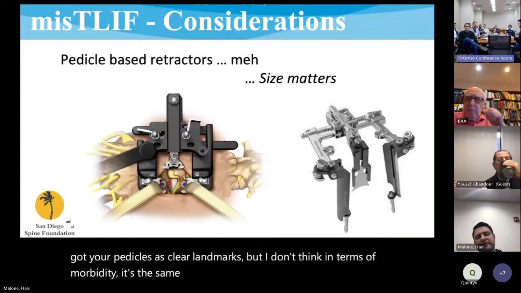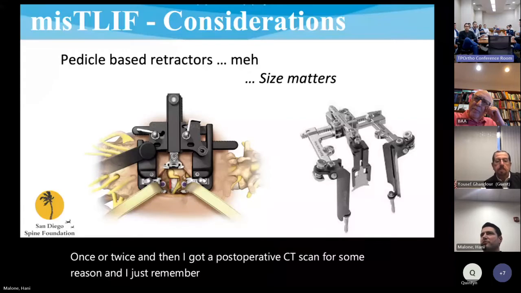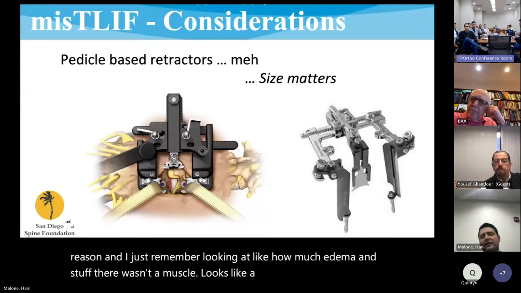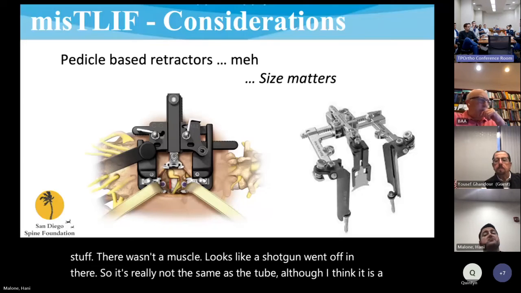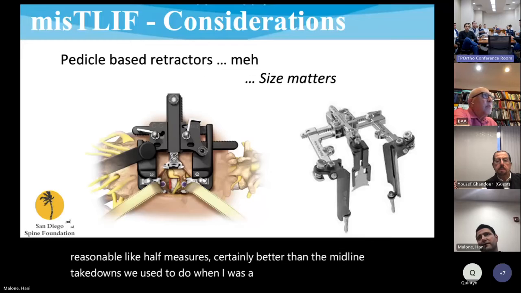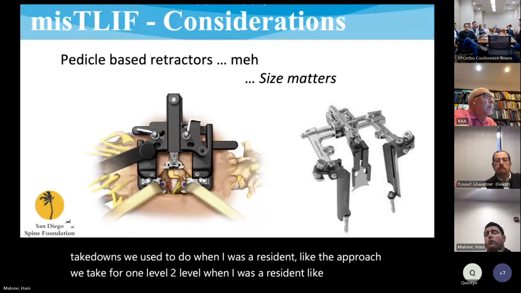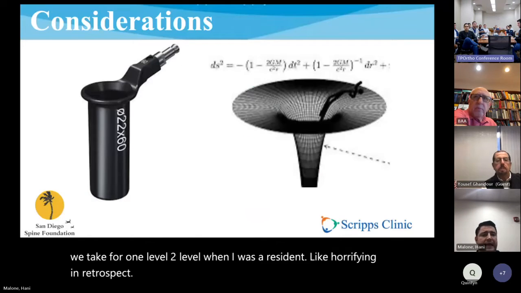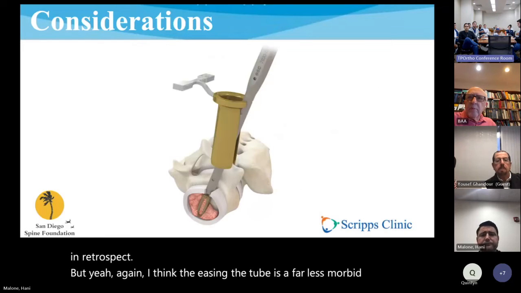I tried one of these once or twice, and then I got a postoperative CT scan for some reason, and I just remember looking at how much edema and stuff there was in the muscle. It looks like a shotgun went off in there. So it's really not the same as the tube, although I think it is a reasonable half measure, certainly better than the midline takedowns we used to do when I was a resident. The approach we would take for a 1-level TLIF when I was a resident is horrifying in retrospect. But yeah, again, I think that using a tube is a far less morbid procedure.